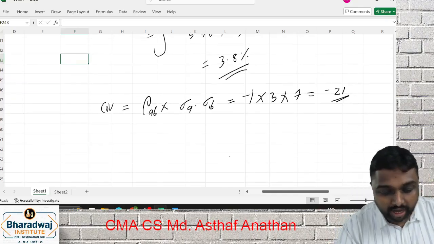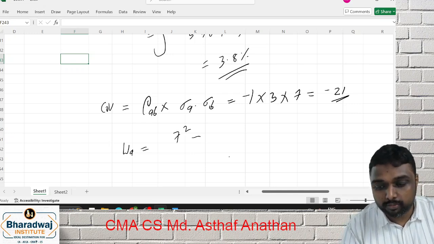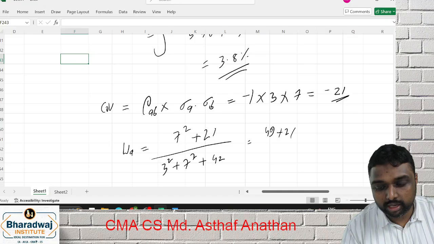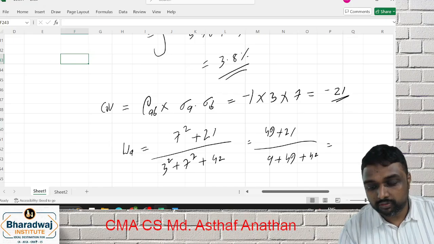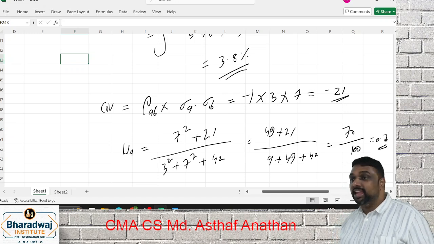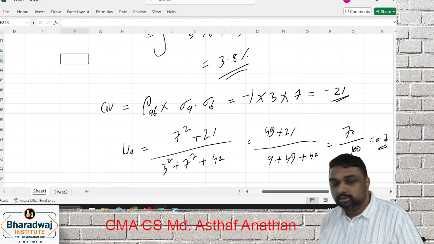What is the formula? Weight of A is equal to B, 7 square. Minus minus will become what? Plus 21. You will have 3 square plus 7 square plus 42. 49 plus 21 divided by 9 plus 49 plus 42. You will have, if I am not wrong, 70 by 100. You will get 0.7. So weight of B will be what? 0.3. See how interesting. Are you able to get it? This is what case 2 mode. This is case 2 mode for optimum. Yes or no? So this question is also over.